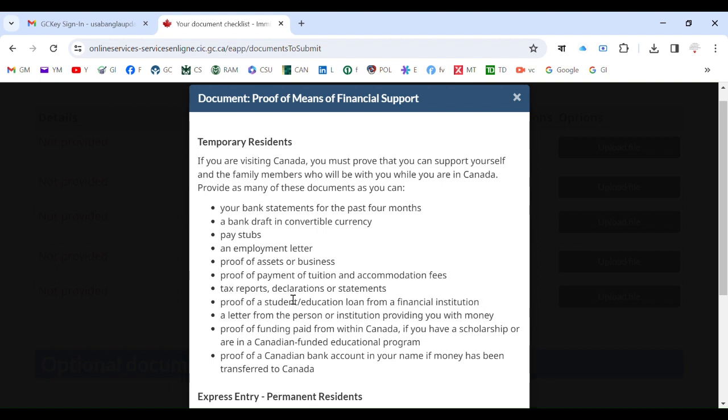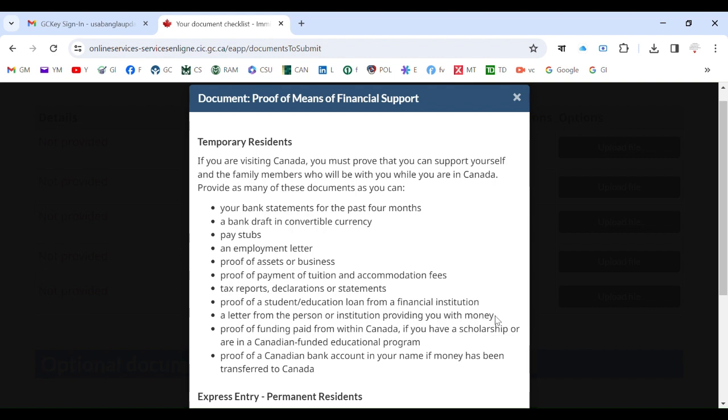And then proof of a student or education loan from a financial institution. This is also a good document to show, but it is a little less favorable than your own fund. It is also a good fund, but always your own fund or your spouse's fund, or whoever has a good fund, but your own fund is the best fund. Okay, after university financial assistance, and a letter from the person or institution providing you money.